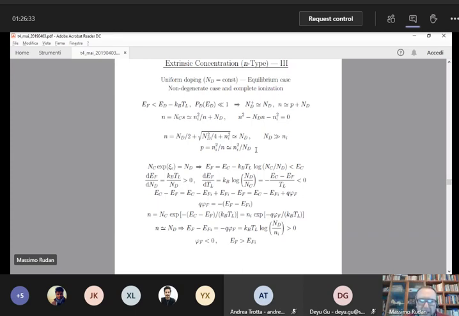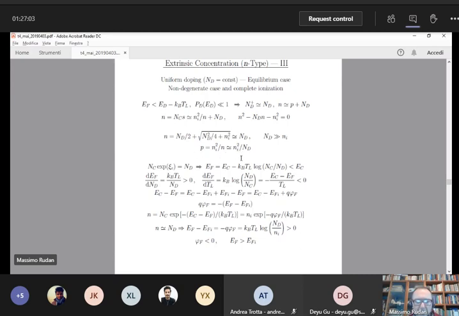Take capital Nd, that is the concentration of the dopants, equal to 10 to the 15th, okay? Then the concentration of the electrons in the conduction band will be 10 to the 15th, okay? 10 to the 15th is small enough to have the non-degeneracy and complete ionization conditions to occur. So Nd is 10 to the 15th.